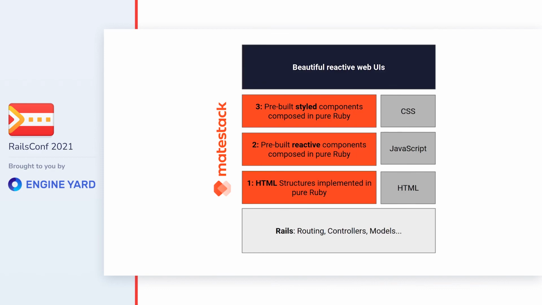So wrapping it up now, we've managed to skip writing HTML and enjoy implementing HTML structures in pure Ruby instead. We've managed to skip writing JavaScript and enjoy implementing reactivity in pure Ruby instead, easily extendable with Vue.js if required. And we've managed to skip writing giant DOM structures and CSS class chains across all our apps and enjoy composing styled components in pure Ruby instead.